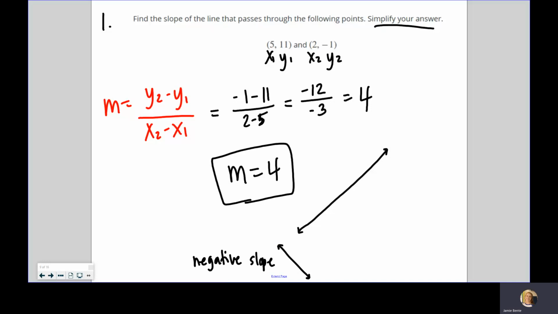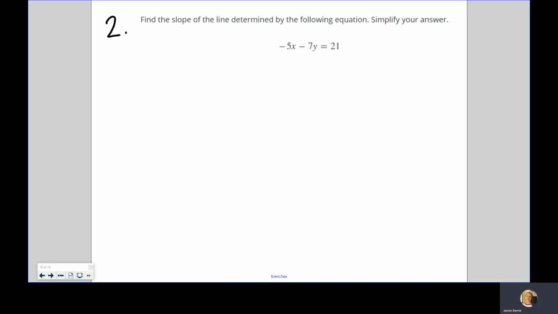All right, let's look at another example. Very similar question here. But instead of giving us 2 points on the line, this time we're just given an equation that's in standard form. It says, find the slope of the line determined by the following equation. Simplify your answer.